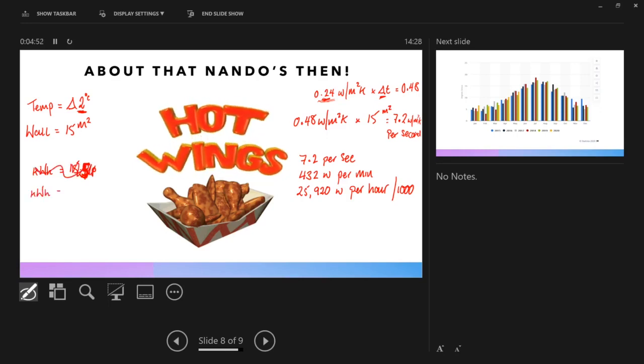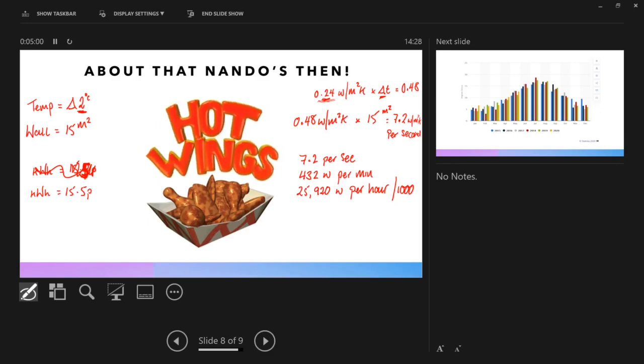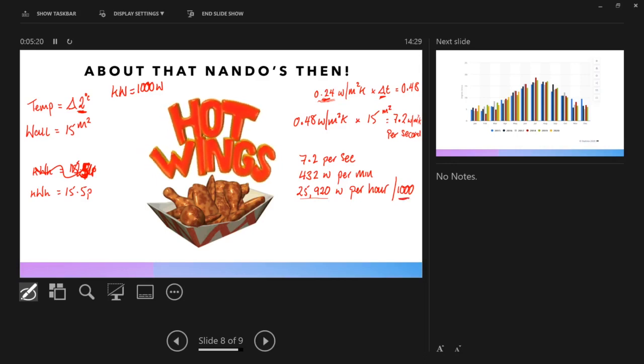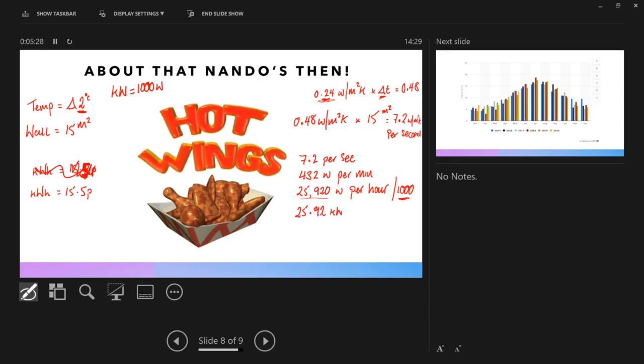Kilowatt hours equals 15.5p. So a kilowatt is 1,000 watts. That's what the K is for. Kilowatt equals 1,000 watts. And we've got 25,920, so we divide that figure by 1,000. That's why we divide by 1,000. So that gives us 25.92 kilowatt hours. That's how much we're losing.